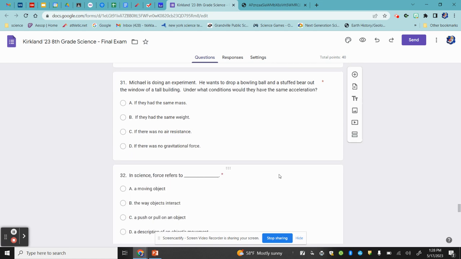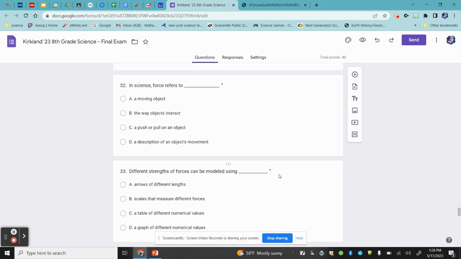31. Michael's doing an experiment. He wants to drop a bowling ball and a stuffed bear out the window of a tall building. Under what conditions would they have the same acceleration? A. If they had the same mass. B. If they had the same weight. C. If there was no air resistance. D. If there was no gravitational force.